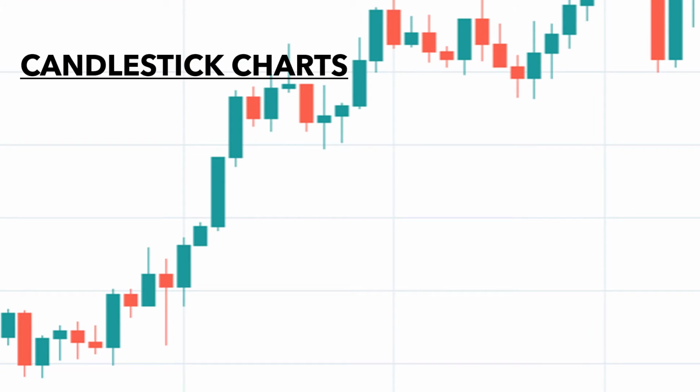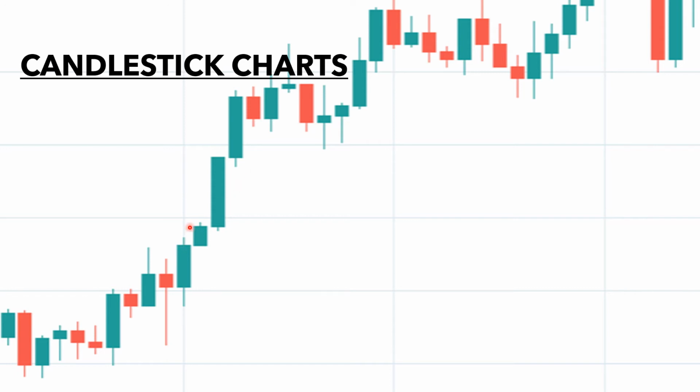The next type of chart we'll be looking at is candlestick charts. This is probably the most recognizable chart when it comes to trading Forex, but let's understand what it all means. Let's use this candlestick as an example. What you can see here is the body that's colored here. And so what this shows you is the price action between opening and closing prices. If it's red, it's bearish, and if it's green, it's bullish.